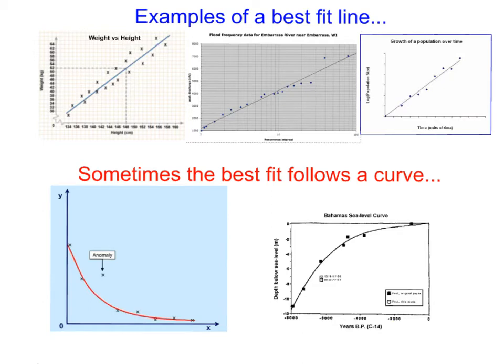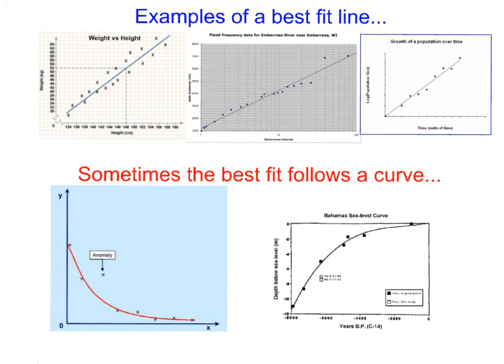How would I draw a line? This would be the best fit line. Here is a best fit line for this data. It takes into consideration all of the data points, and it's kind of like an average between all of those.